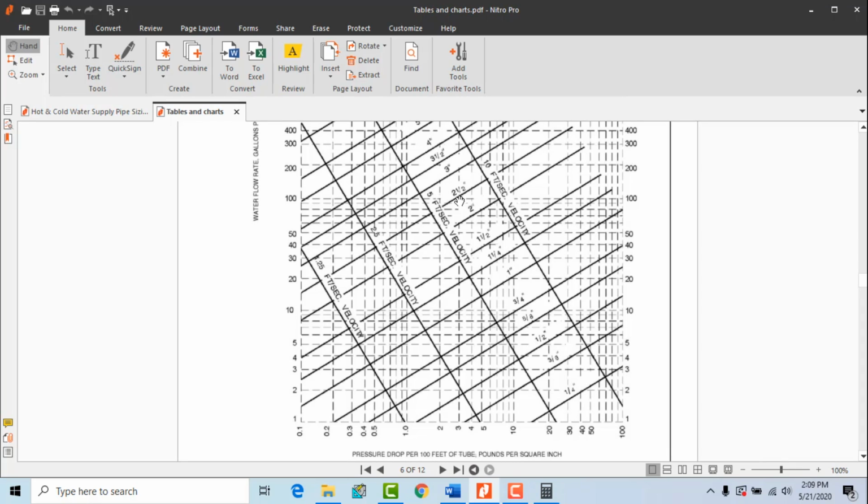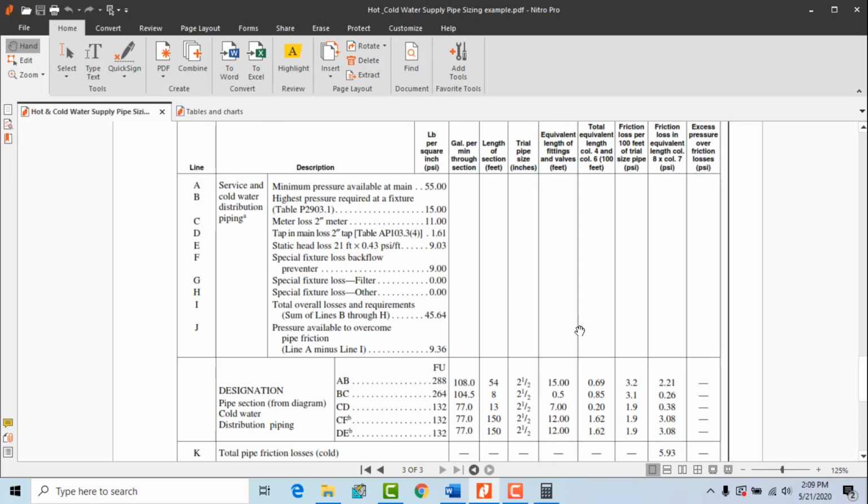104 and trial pipe size is 2.5. It's almost the same, just 0.1 before 3.2, that is 3.1. Let's say 3.1 is the pressure drop, so 3.1 over here. And the next one we have C to D, we have 77 GPM and 2.5 inch trial pipe size.